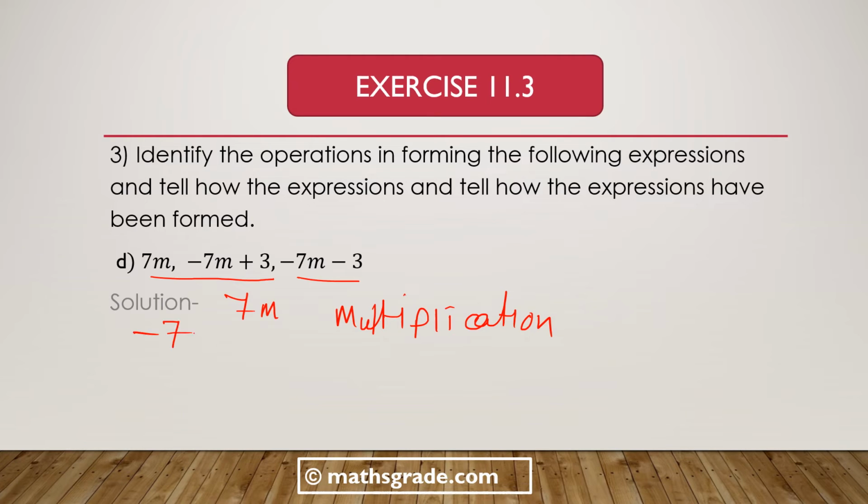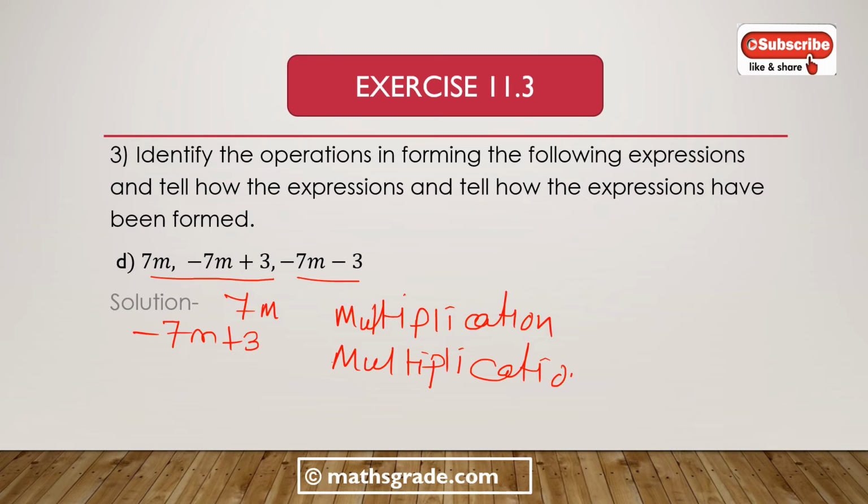And minus 7m plus 3. Here first multiply the constant minus 7 with the variable m. Then the product that we get by multiplying minus 7 with m is added with the constant 3. So here multiplication operation and addition operation is performed.